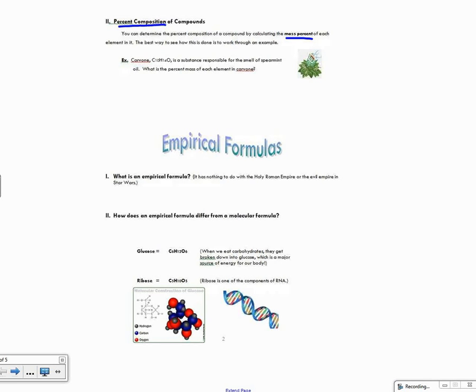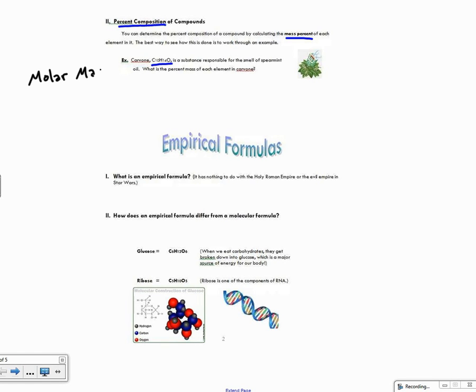So here we go. This is carvone, C10H14O, the substance responsible for the smell of spearmint oil. What is the percent mass of each element in carvone? I want you to have in the back of your mind the Oreo example that we did in class. If you think about the very first thing that you did with that Oreo, you put it on a scale and you found its mass. So what would the equivalent be of finding the mass of carvone? The answer is the first step is to calculate the molar mass.